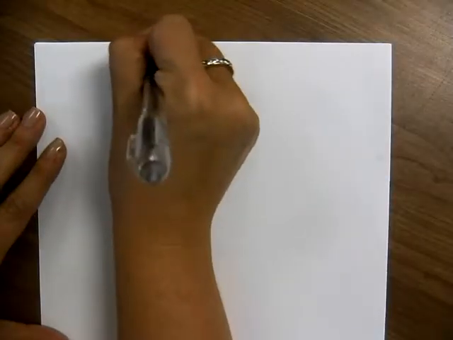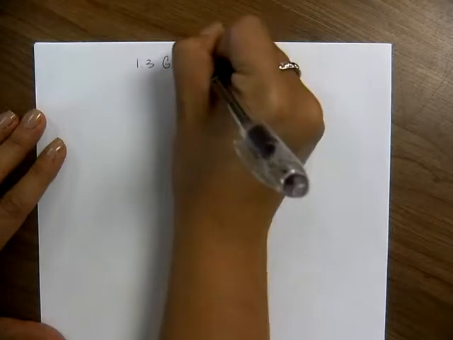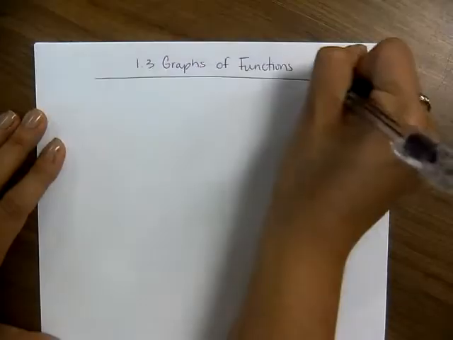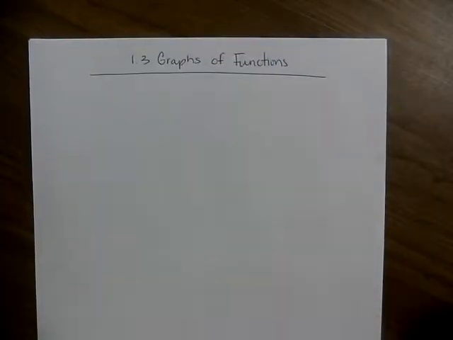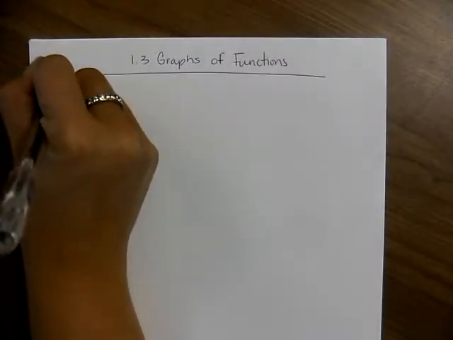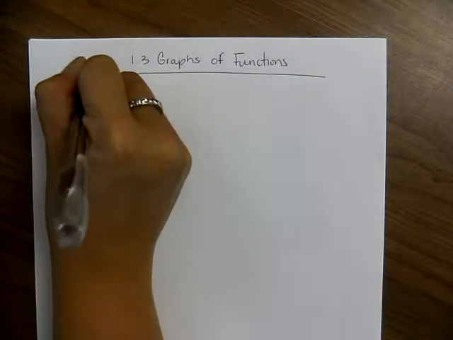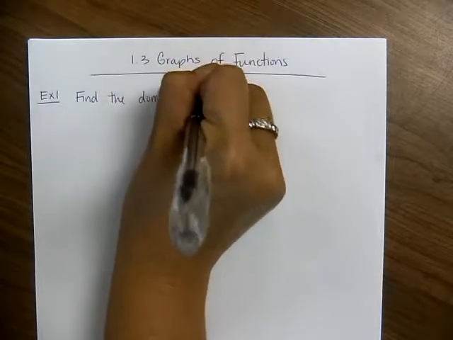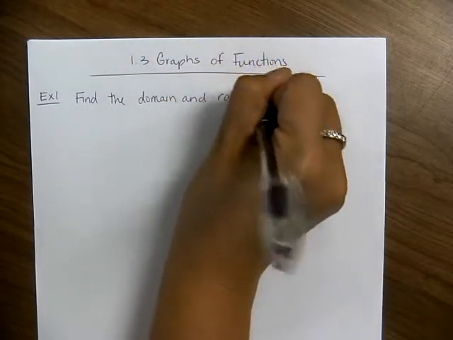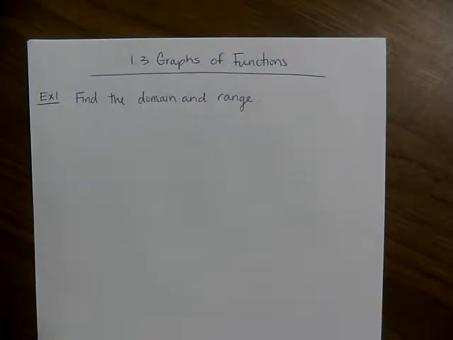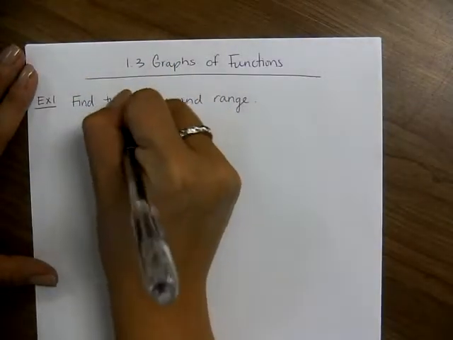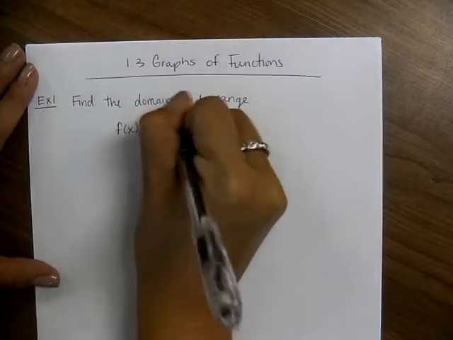Okay, so let's talk about graphs of functions today. And just for fun, let's start out with some domain. And we're going to also introduce range today. So remember, range is just what y values you have for that function. Let's take a look at f of x equals the square root of x plus 3.